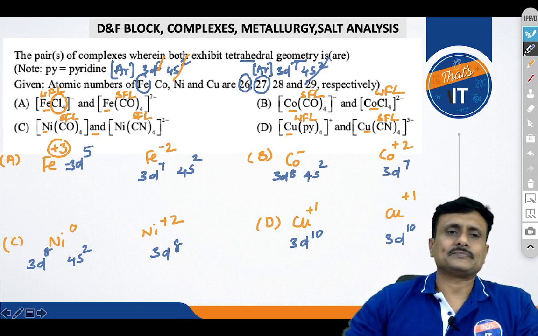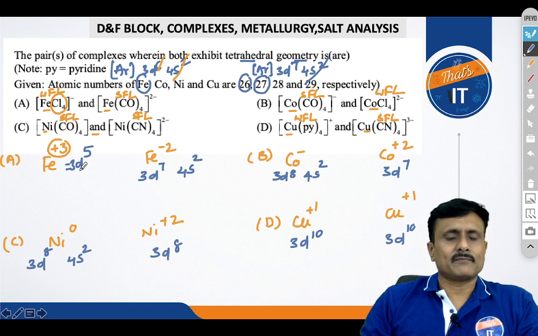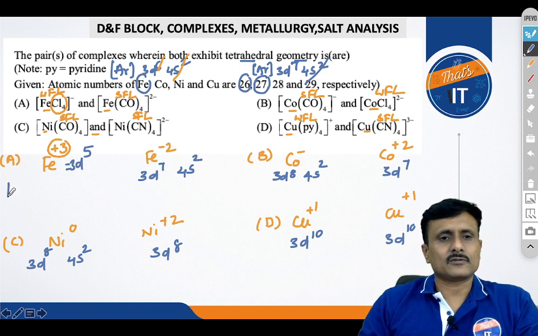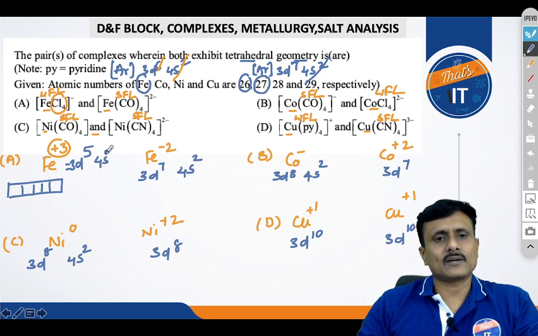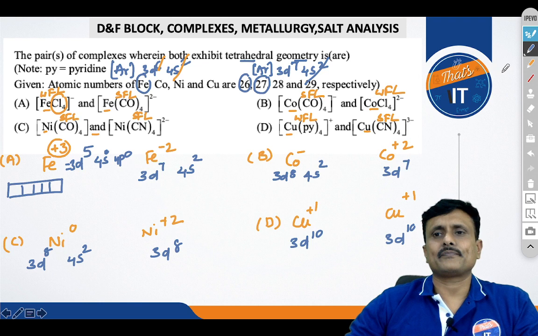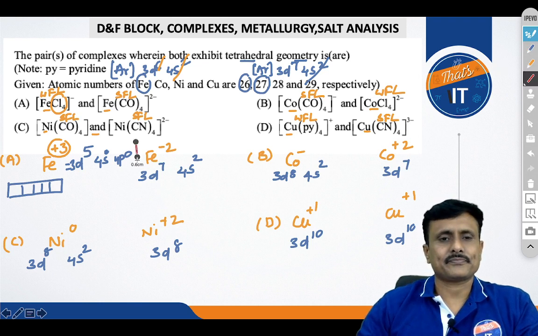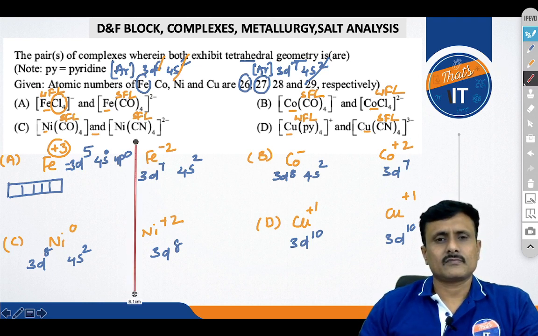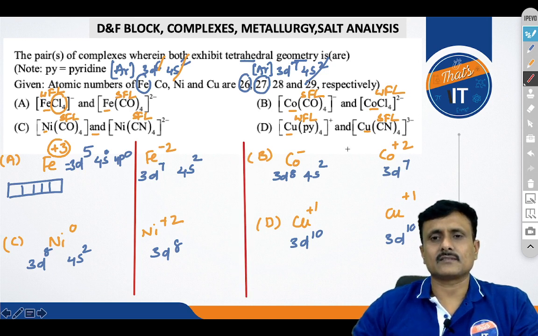Now you see that since you have been given 3d5, you are going to write it as 3d5, 4s0 and 4p0. I am going to divide this neatly so that there is no chaos.